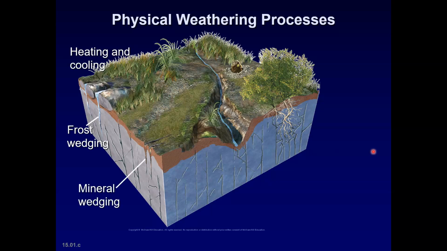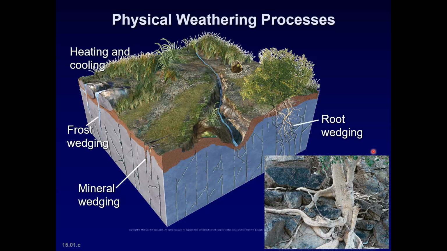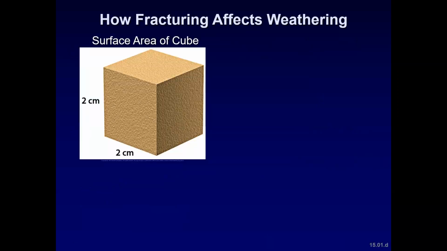You can also have mineral wedging, where water in fractures might precipitate crystals of salt, calcite, or other minerals. And then as those grow, the crystals exert an outward force on the fracture. And you can also have root wedging. Plant roots can grow and extend into fractures and further open them. And burrowing animals can also bring material to the surface and physically weather material.